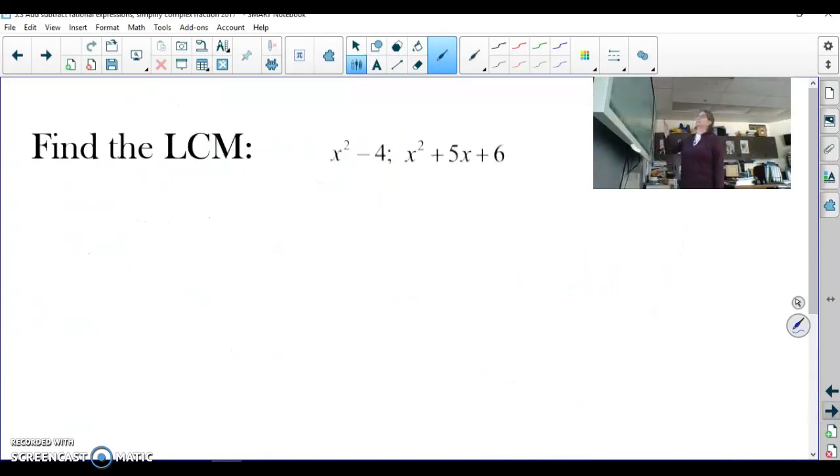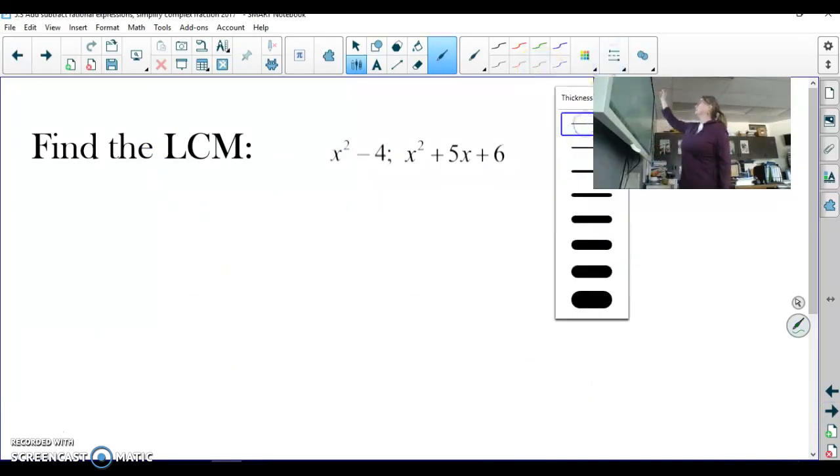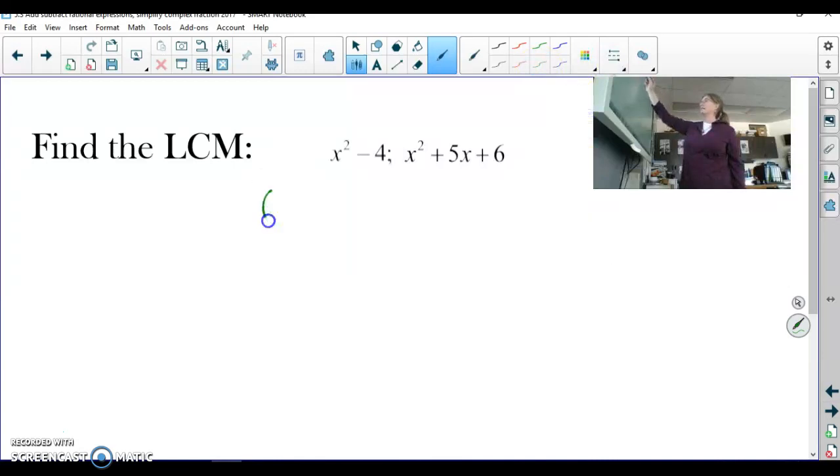Okay, so here's another example. Let's look at this example where you have x squared minus 4, and we're going to factor that. X squared minus 4 is a difference of squares, so it factors into x minus 2 and x plus 2.